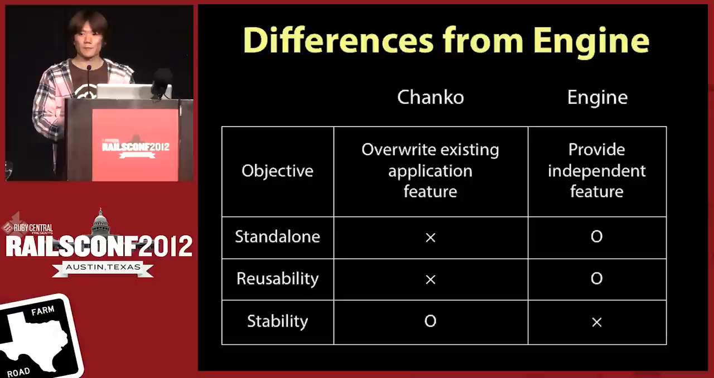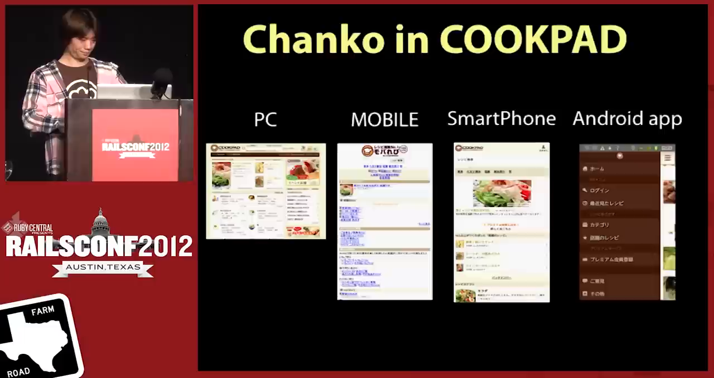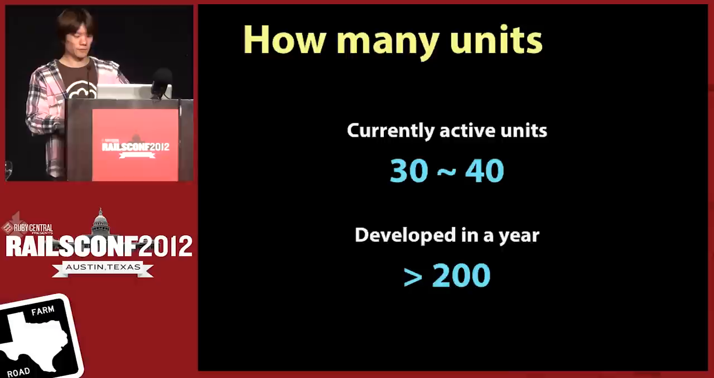Finally, I'd like to tell you about some different ways we are using Chanko at Cookpad. At Cookpad, we use Chanko to develop services for PC, mobile phones, and the Android app. Currently, about 30 to 40 Chanko units are being developed and validated at the same time. 200 Chanko units have been developed so far.